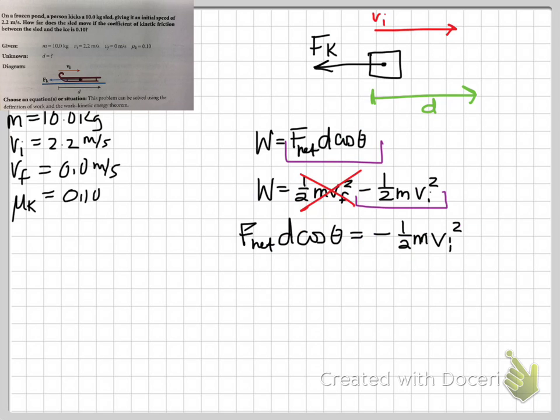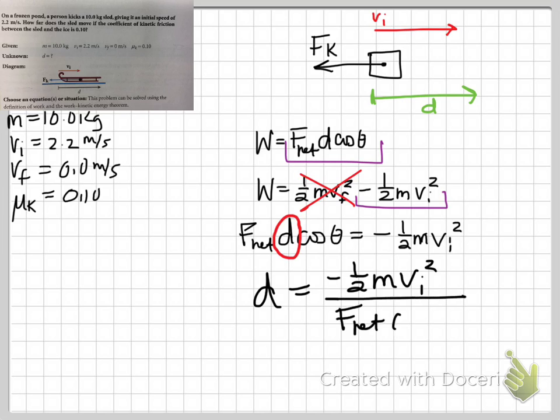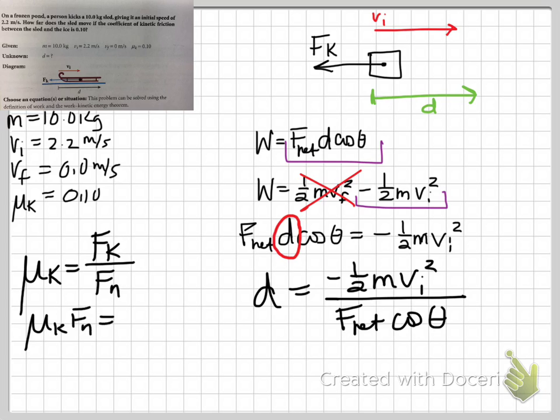So let's remember what we're solving for. We're solving for d. So I'm going to go ahead and rearrange here. d equals negative 1/2 m Vi squared all over F net cosine theta, where theta is 180. Am I done? Oh, of course not. Because there's a catch. They didn't give us F net, but we know what it is, and they gave us mu k. So this is where we have to go back to this. Mu k equals Fk over Fn. Mu k Fn equals Fk.